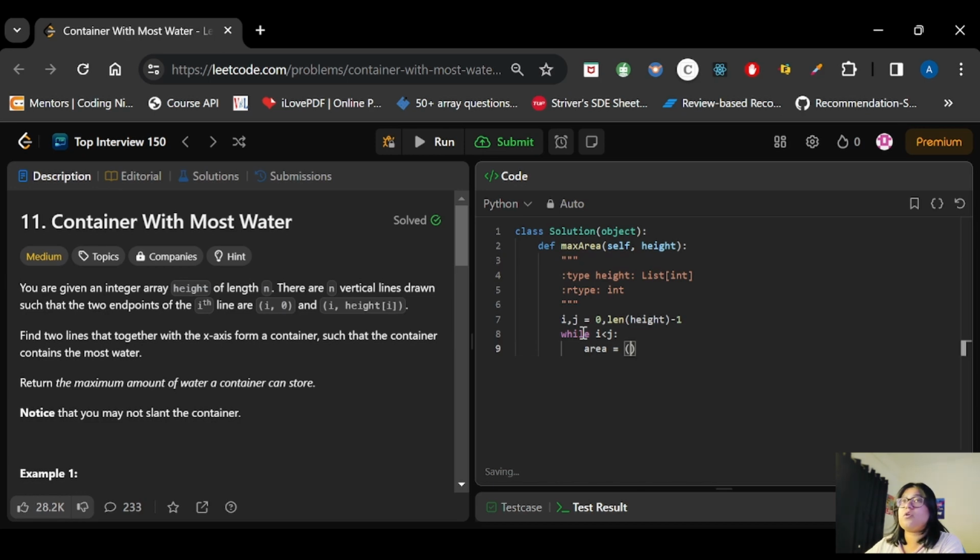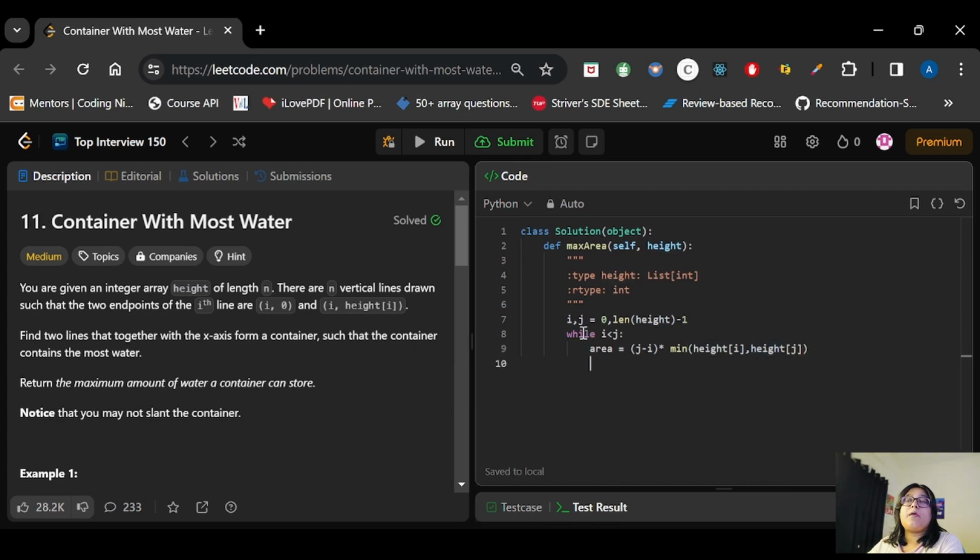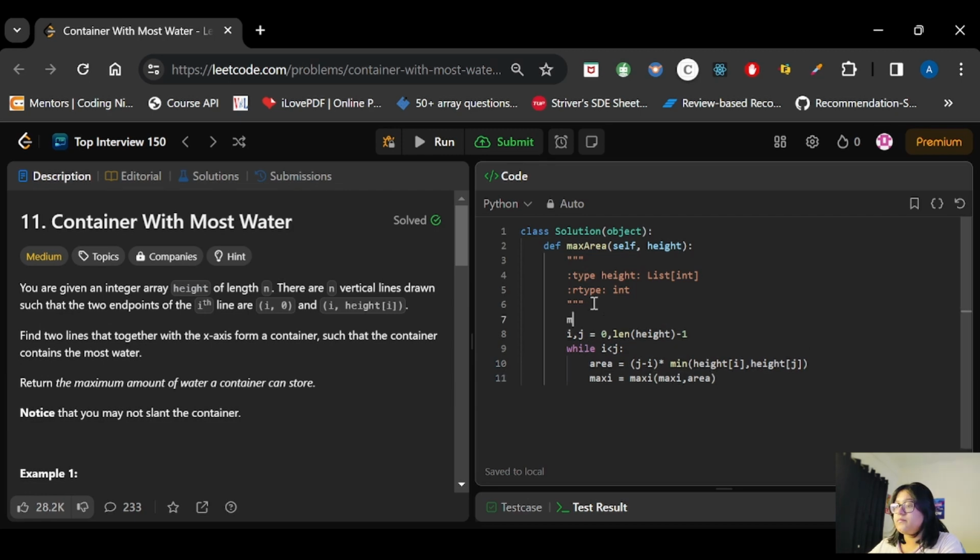Area was equal to j minus i, and the minimum of height of i and j, right? So we will take the minimum of height of i and j. After this, what we will do is, we will be calculating the maximum, right? So let's take the maximum of maxi and area. Let me declare the maxi here.